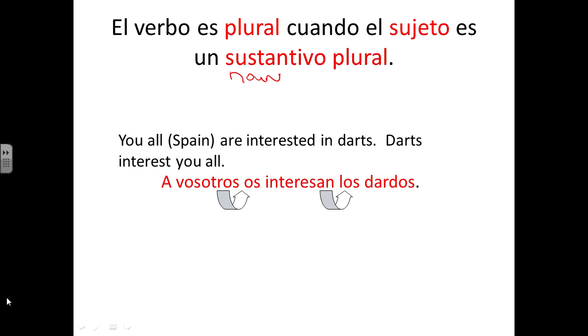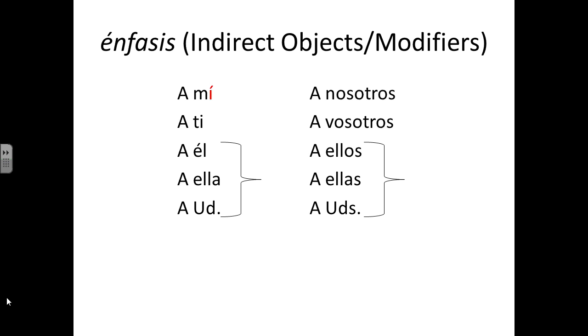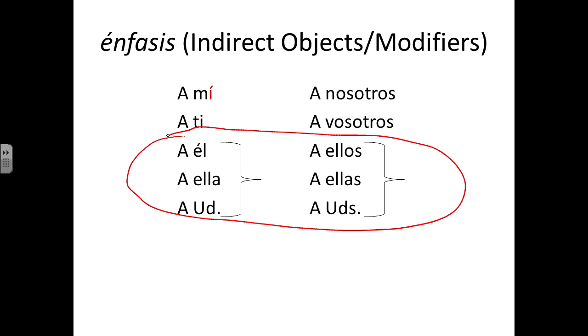Remember, make sure you write any questions down that you have. Emphasis. Okay, for emphasis, these are the indirect objects or the modifiers. A mí, a ti, a él, a ella, a usted, a nosotros, a vosotros, a ellos, a ellas, a ustedes. The only time you really need these is in the third person right here, because if not, you don't know who you're talking about. Unless you've already been talking about them in the conversation and you know who you're speaking about, you need to have these modifiers. Hay que recordar que tenemos un acento ahí.